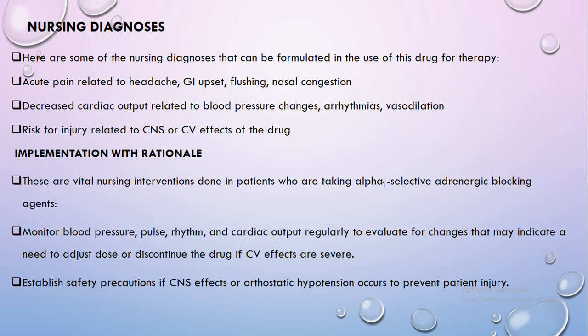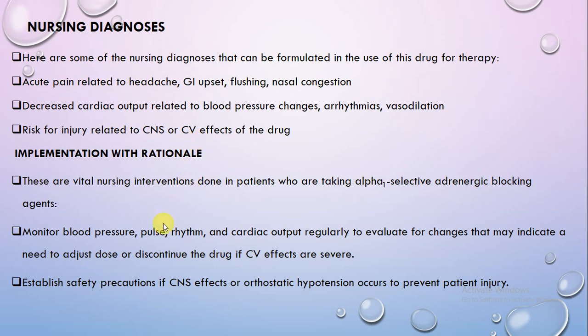Here are some of the nursing diagnoses that can be formulated in the use of the drug for therapy. Acute pain related to headache, GIT upsets, flushing and nasal congestion; it should be under investigation. Decreased cardiac output related to blood pressure changes, arrhythmia and vasodilatation. Risk for injury related to central nervous system or cardiovascular effects of the drug.